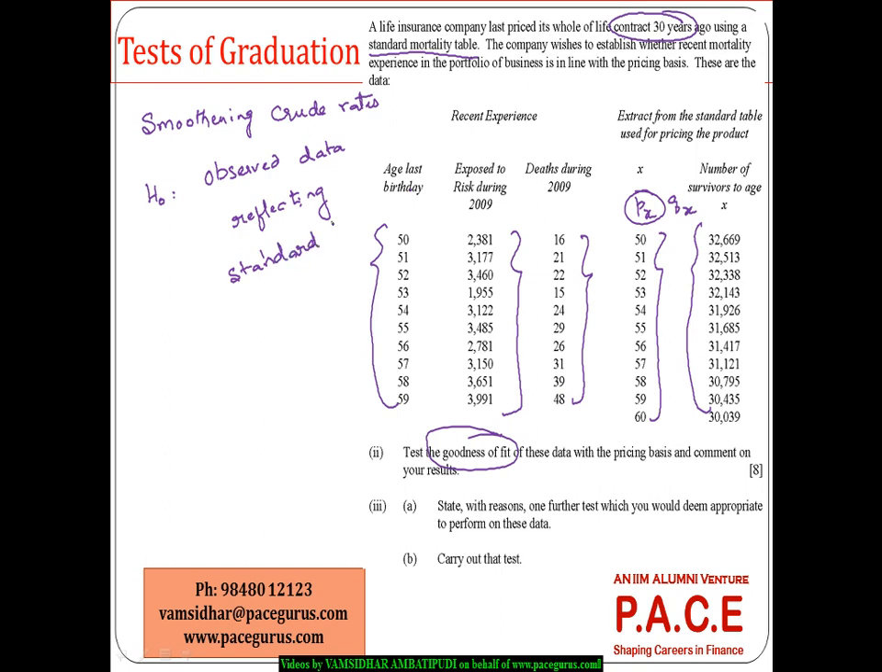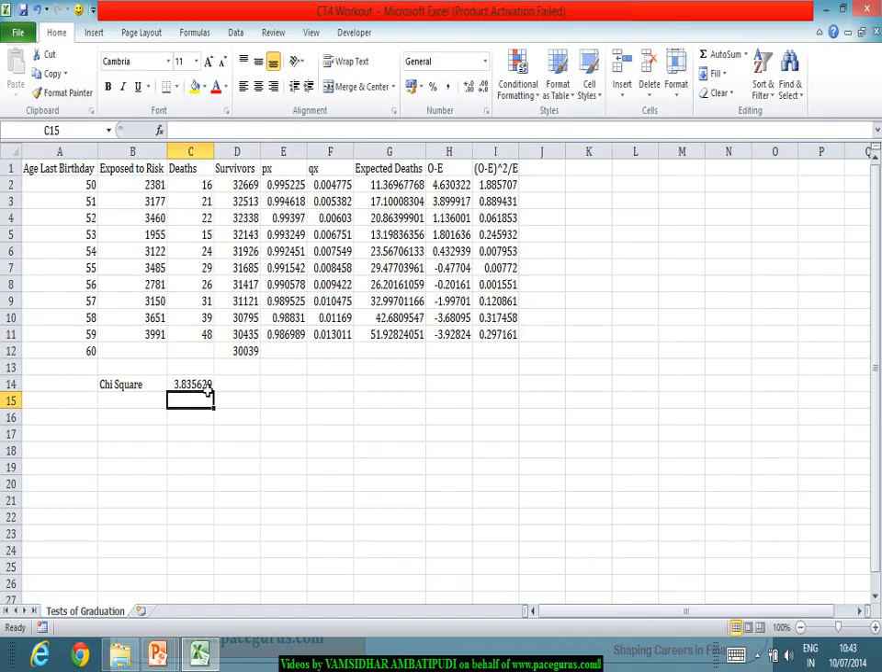That is the null hypothesis, and the alternate is saying there is a significant difference between the observed mortality rates and the rates coming from the standard table. It means the standard table is nowhere a decent reflection of the actual mortality rates that are coming up now. So I can very well do that testing using a chi-square test.